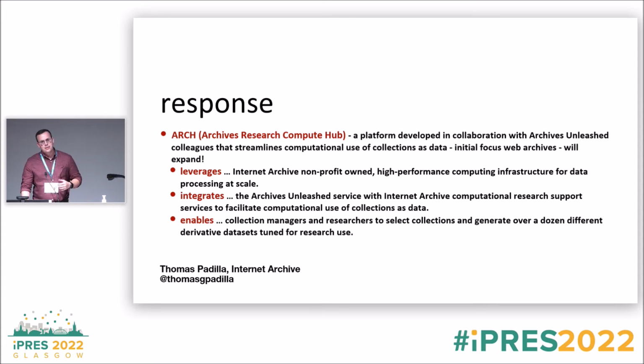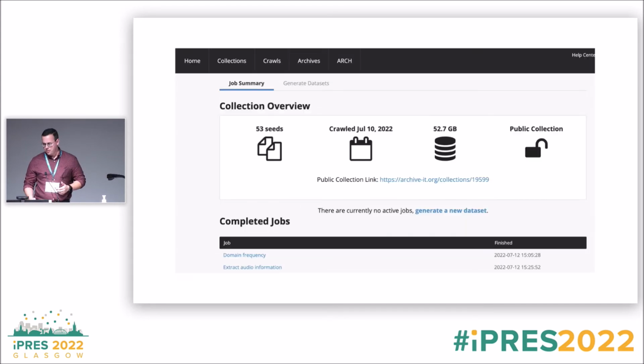ARCH leverages the Internet Archive's nonprofit owned high-performance computing infrastructure to enable scale. It integrates complementary research services at the Internet Archive, and at the end of the day, it enables collection managers like you and your colleagues and researchers to easily generate derivative data sets from collections to support computational research.